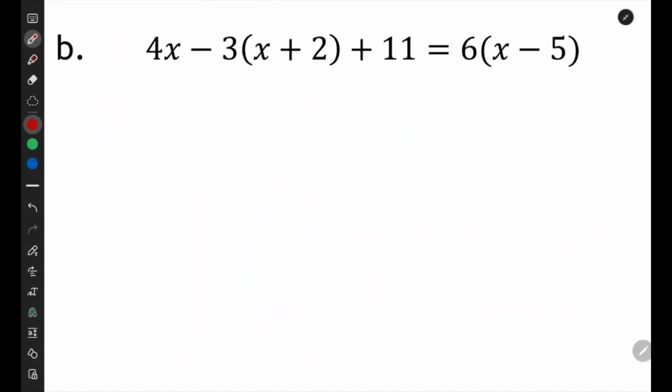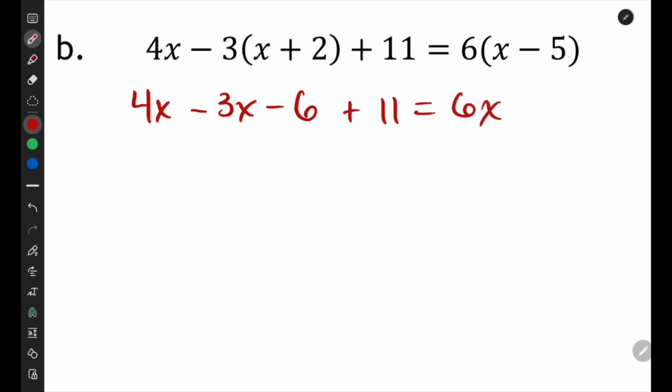One more of these, we're asked to solve this linear equation. So I'm going to just rewrite it. There's a 4x and then minus 3x minus the number 6. So notice I was multiplying negative 3 times positive 2. That became a positive 6 plus 11 equals 6 times x minus 30.